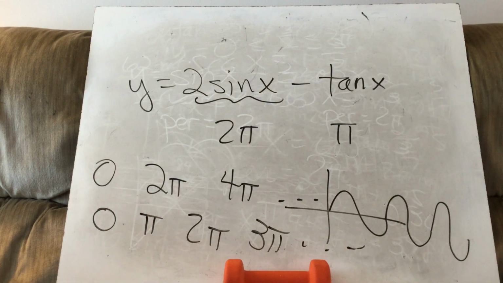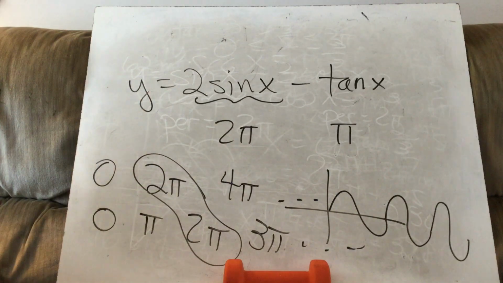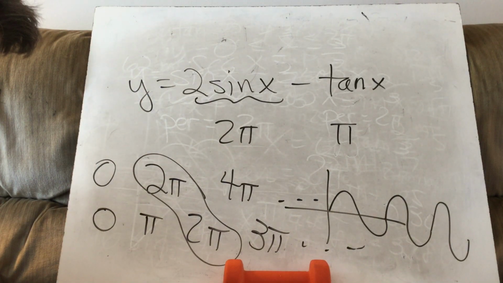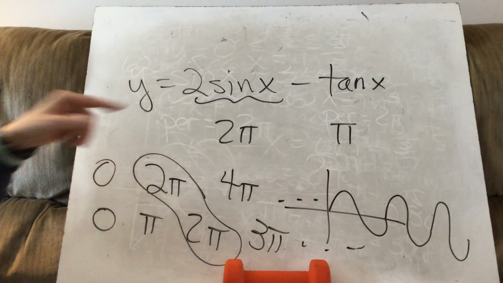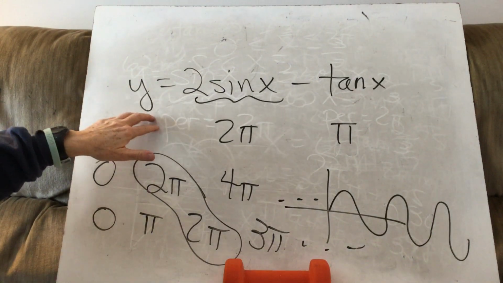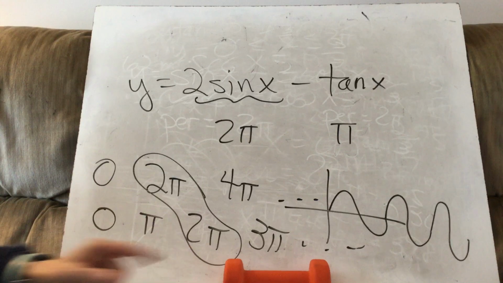The first place that they both start over again is the period. So do you see how both of them are starting over again at 2 pi? It's like the least common multiple. They're both starting over again at 2 pi. So that is the period of the problem. So this one is not sinusoidal because the periods don't match. But the period of it is 2 pi.